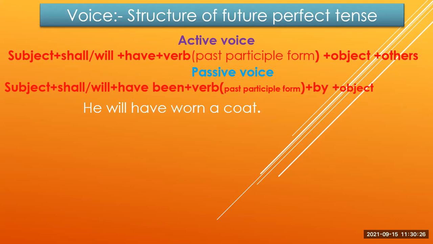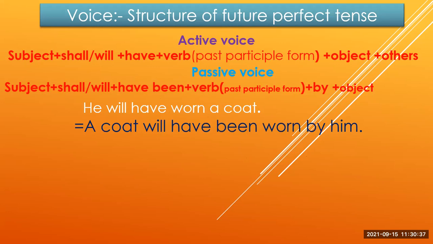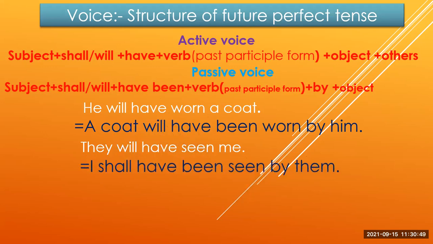For example, he will have owned a coat. This is an example of future perfect tense. So the passive form of this sentence is a coat will have been owned by him. They will have seen me. This is also a sentence of future perfect tense. So the passive form of this sentence is I shall have been seen by them.